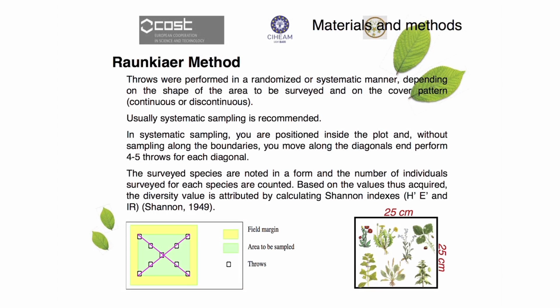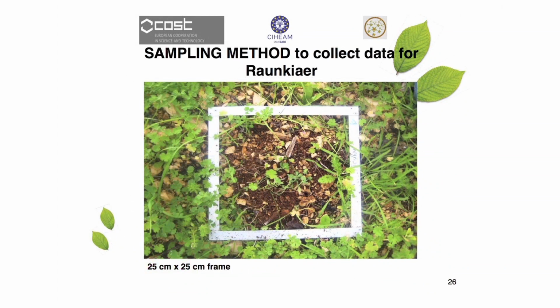So going on, this is the Raunkiaer method, the drawing of a square meter frame of a given dimension. The idea is that you can have a randomized or systematic sampling. Usually randomized is recommended, but when you have such a small field, you are supposed to have better data from systematic sampling, and that's why we applied this scheme of sampling, avoiding the field margin. We made different test areas of 50 square meters.